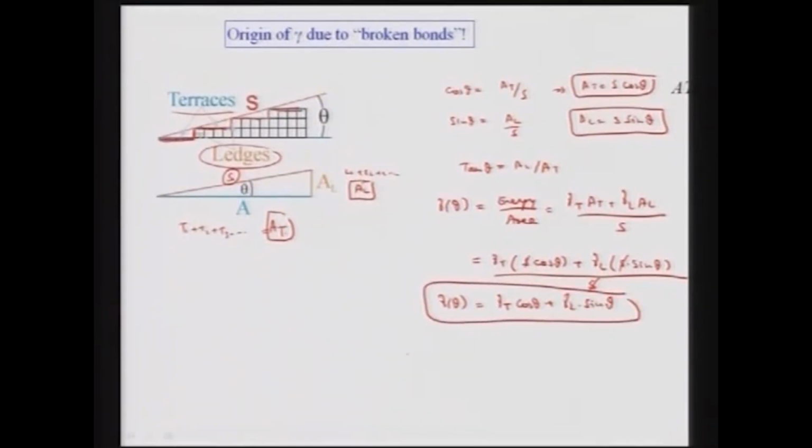So now we can see the overall origin of gamma is arising because of the broken bonds. The broken bonds are given by the total length along this side and this side. The overall contribution arising from these broken bonds is captured by the surface tension or surface energy in this particular case. So the overall surface energy depends on the surface energy of the terraces and the ledges, which are present in a material because of broken bonds. As soon as we start to break the bonds, we see a change in the surface energy.